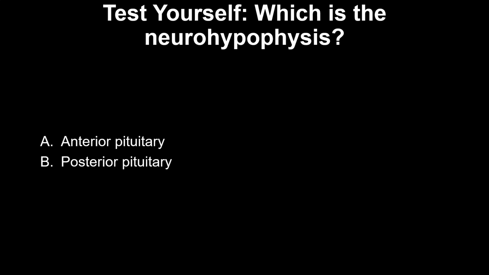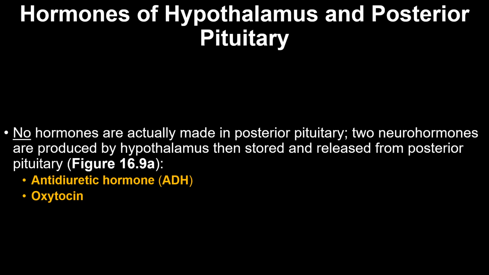Now, really quickly, which of these is that neurohypophysis? Made up of mostly neural tissue. It is the posterior pituitary. Neurohypophysis is in the back. Adenohypophysis is in the front. And because the posterior pituitary is made up of mostly neural tissue, it makes no hormones of its own.